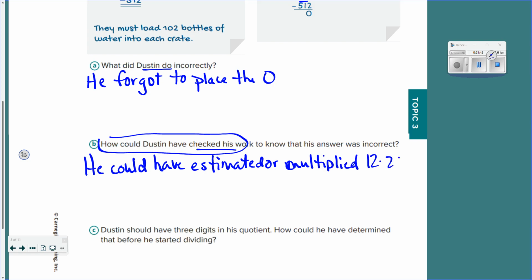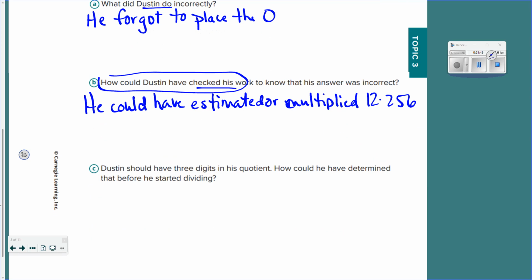12 times 256. Okay? Dustin should have 3 digits in his quotient. How could he have determined that before he started dividing? That guy gave us the answer. Could have estimated.